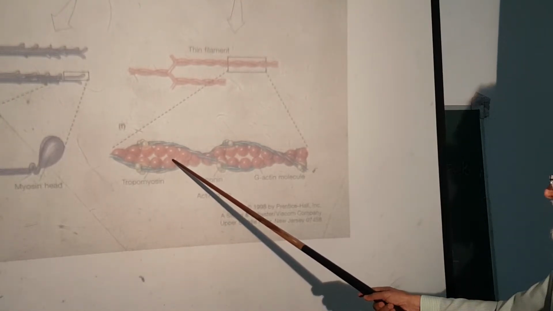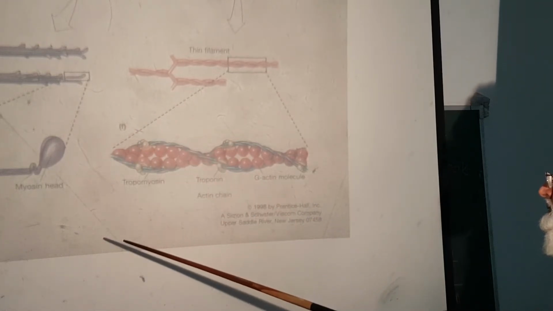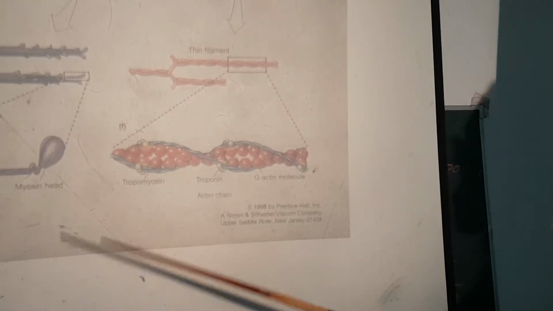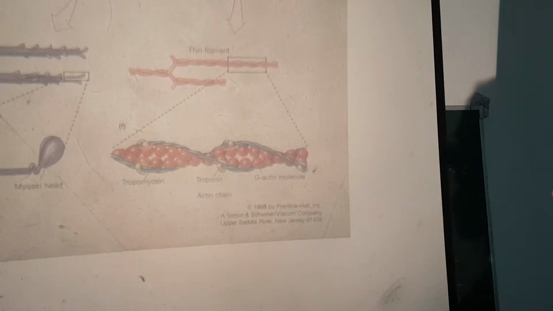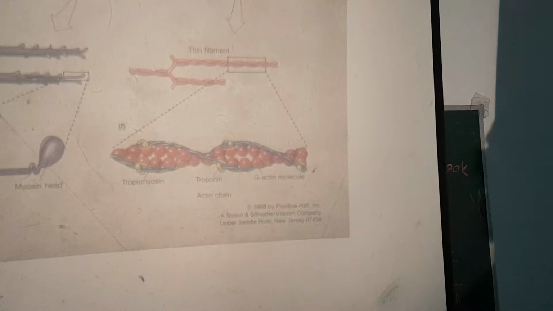Tropomyosin strands at rest are in such a position that they physically cover the active sites on the actin filament, and this prevents interaction between the myosin head and the active sites on the actin filament at rest. This was about the tropomyosin molecule.